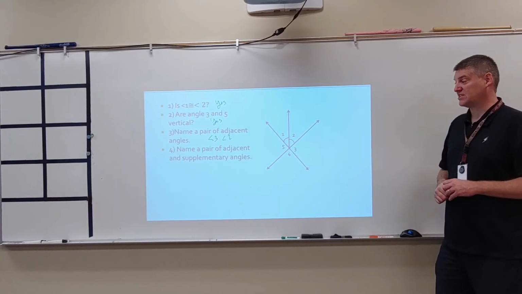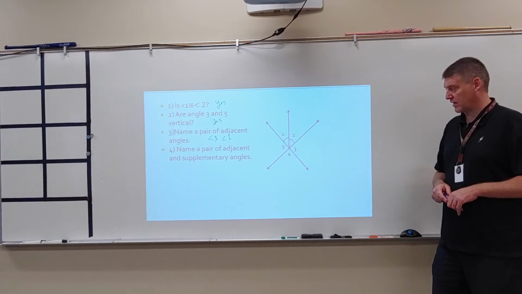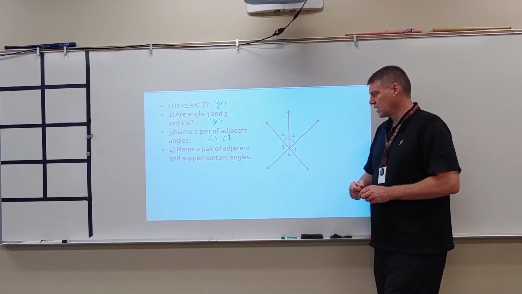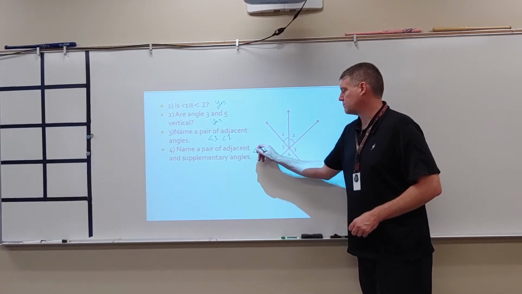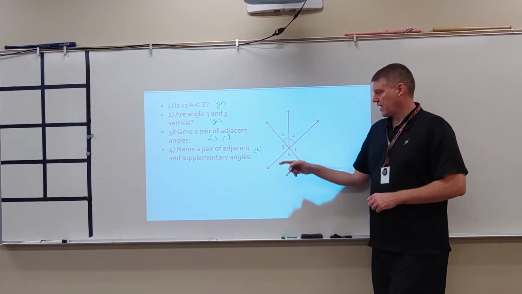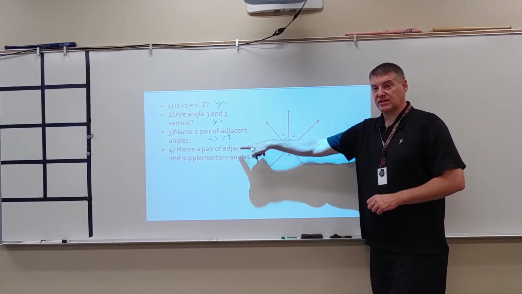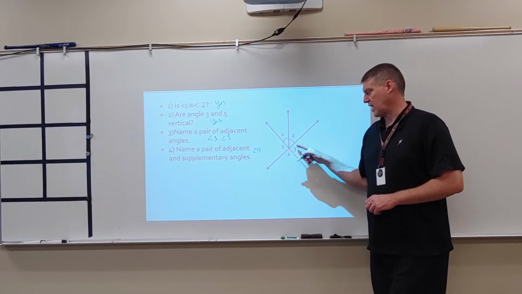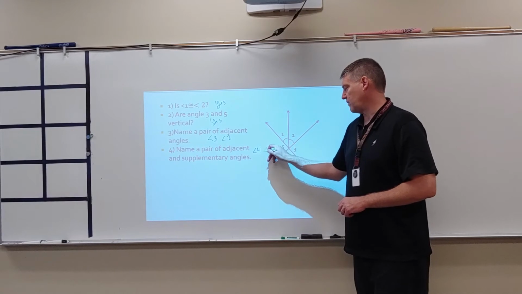Name a pair of adjacent and supplementary angles. So supplementary, remember, adds up to 180. So I'm going to go ahead and pick angle 4. Now, it has to be adjacent and supplementary. So I'm going to pick angle 5 or angle 3, so I'm going to pick angle 5.